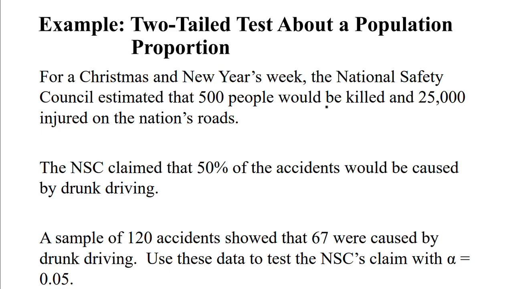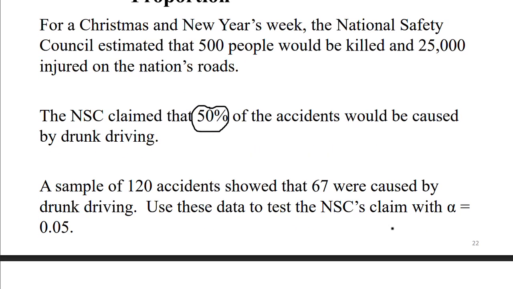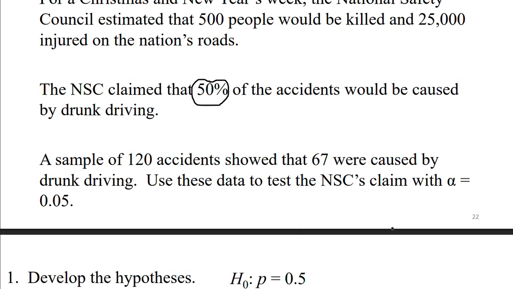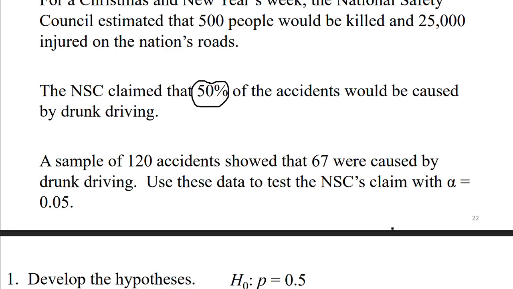For a Christmas and New Year's week, the National Safety Council estimated that 500 people will be killed and 25,000 injured on the nation's roads. Unfortunately, that's a very sad story. But the National Safety Council is claiming that 50% of the accidents will be caused by drunk driving. And so already we know what our null hypothesis is. Our null hypothesis is that a proportion of 0.5 or 50% of accidents will be caused by drunk driving. We do not believe that. We think maybe it is less or it could be more, but we don't know.